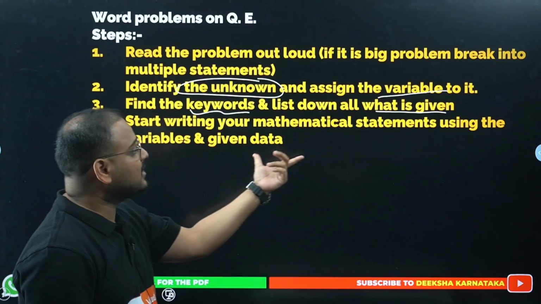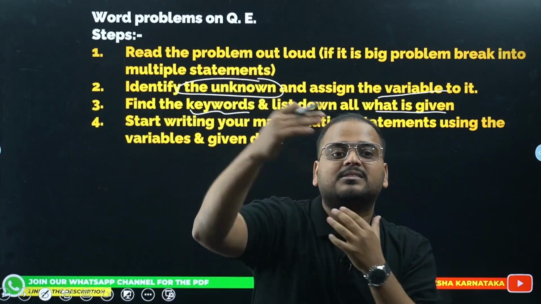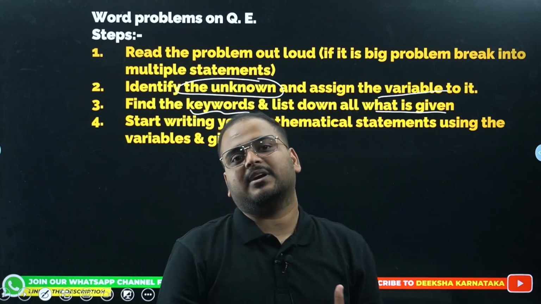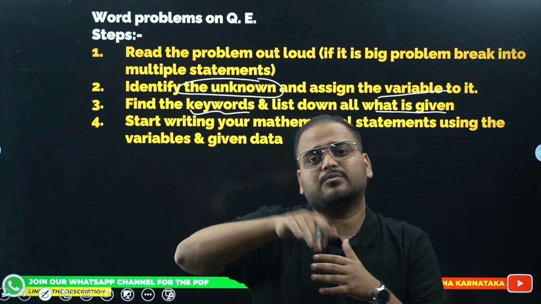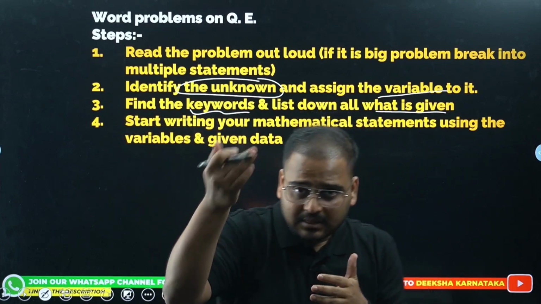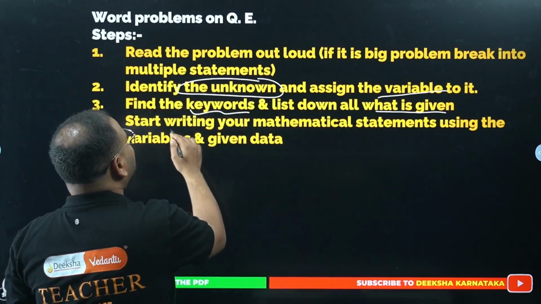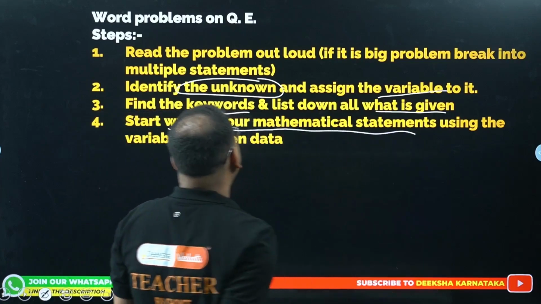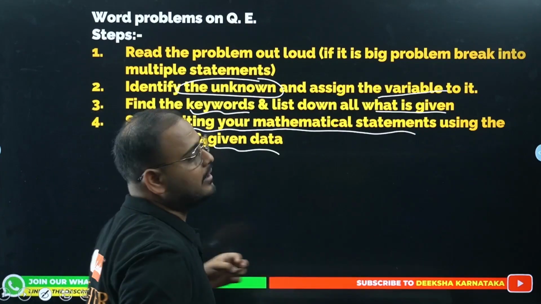Start writing your mathematical statements. Now using the variables and the given data, start forming your mathematical statement. What do I mean by mathematical statement? X minus 4 equal to x plus 4. X minus 4 equal to 2 times of x plus 4. That is your mathematical statement. Just an example. So start writing your mathematical statement using the variable that you assume and the given data.